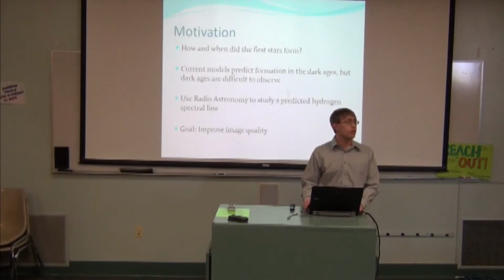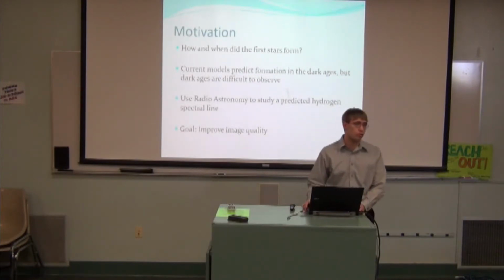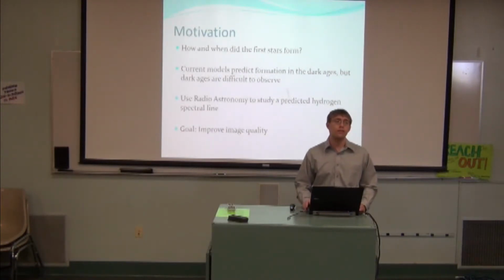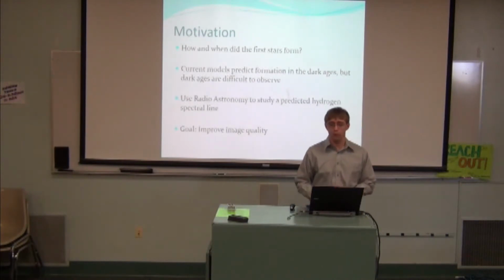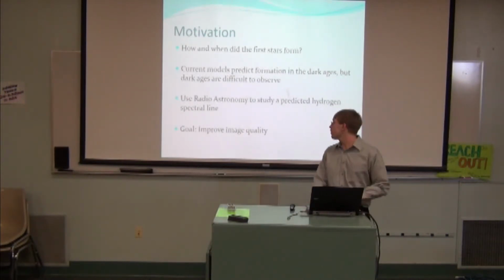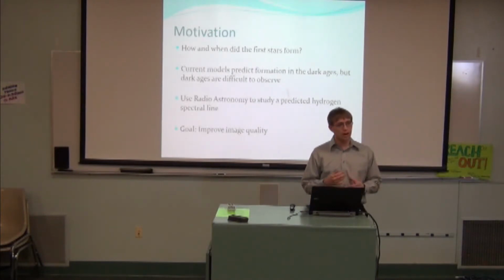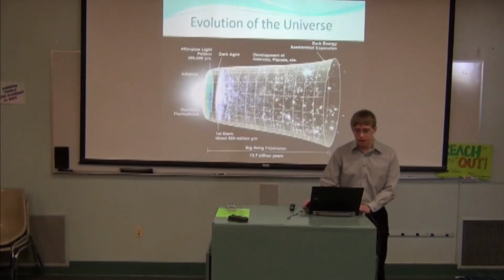And the idea is that we can use radio telescopes to analyze a signal from hydrogen atoms in the beginning of the universe. And that way we can sort of understand how it was structured and how the first stars may have begun forming. And right now we can see some of the hydrogen emissions that we're looking for, but not clearly enough. So my goal was to improve the image quality.